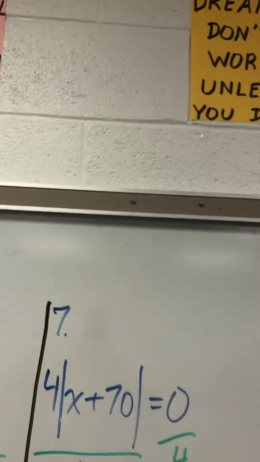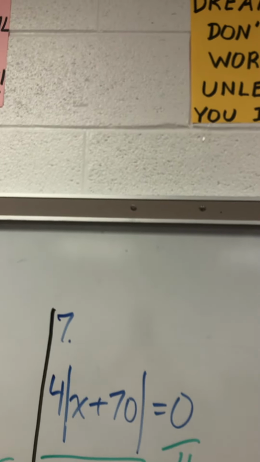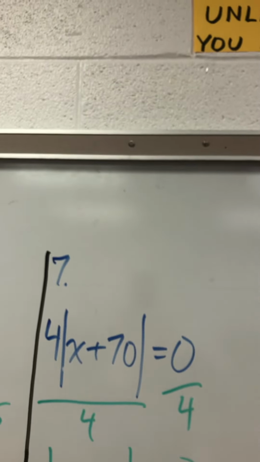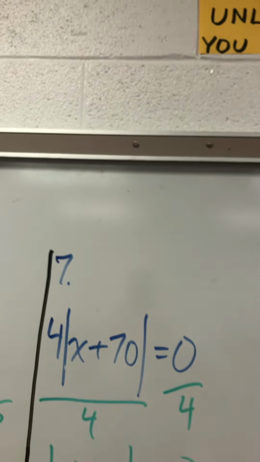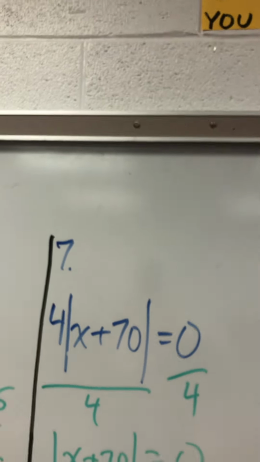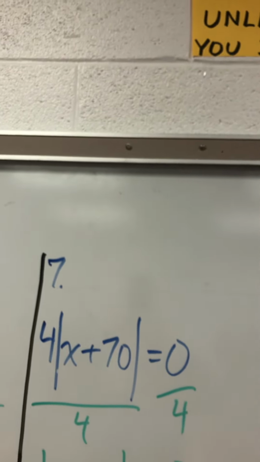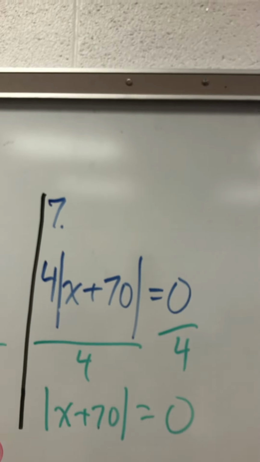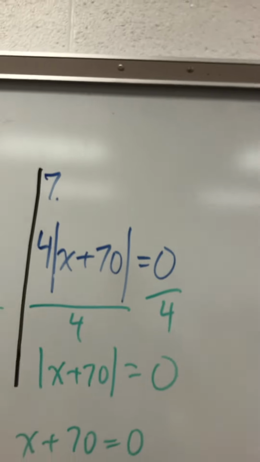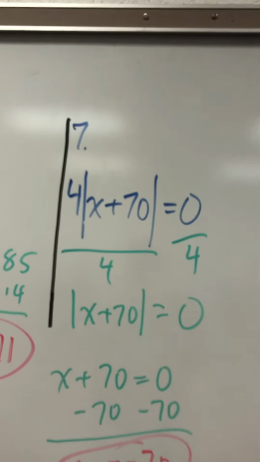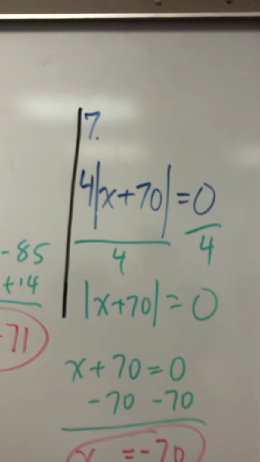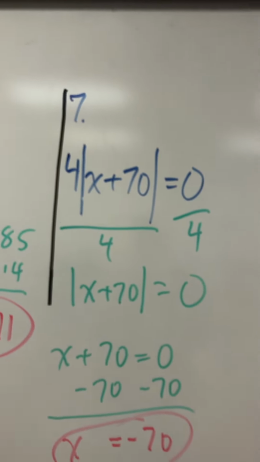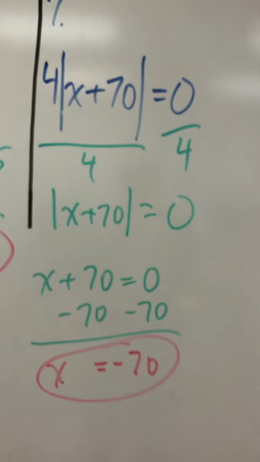What if you have 4 times the absolute value? What you do is you divide by 4 first. You want to get the absolute value alone, the same way you would get x alone if you said 4x equals 12. So you divide by 4, you get absolute value of x plus 70 equals 0. Since there's no such thing as -0, we're just going to have one answer when you have equals 0. So x plus 70 equals 0, minus 70 from both sides, x equals -70.